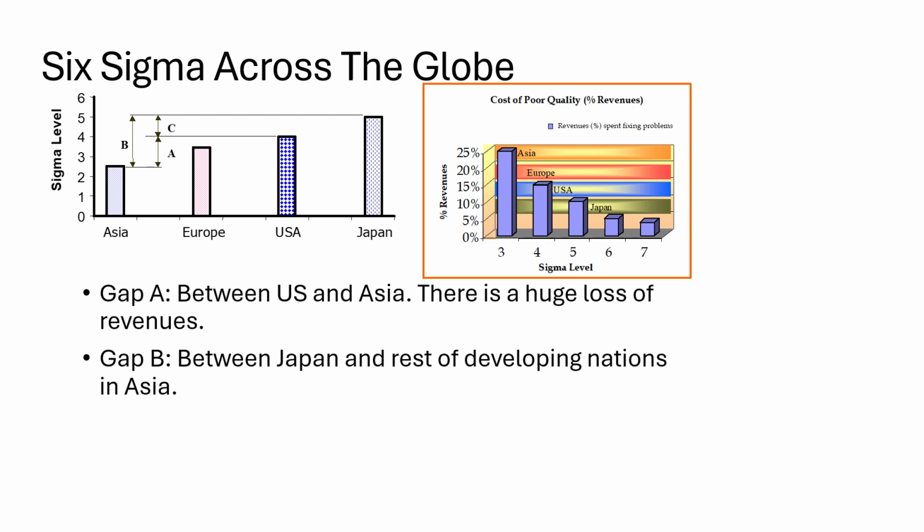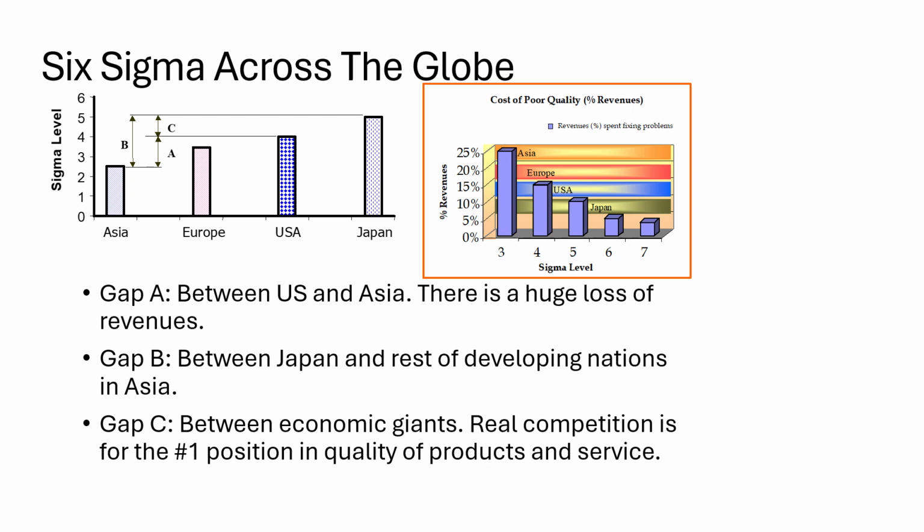So gap A, between the US and Asia, there's a huge loss of revenue. Gap B, between Japan and the rest of developing nations in Asia. Gap C, between economic giants. Real competition is for the #1 position in quality of products and services.